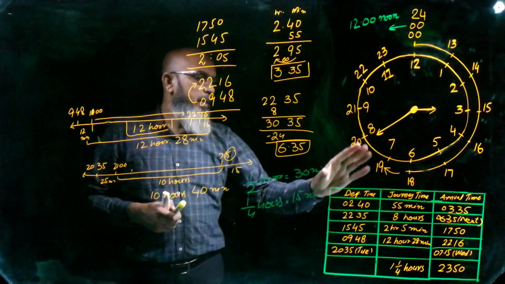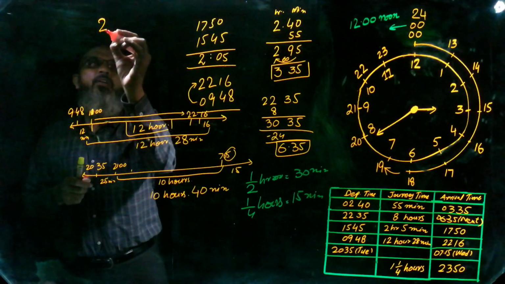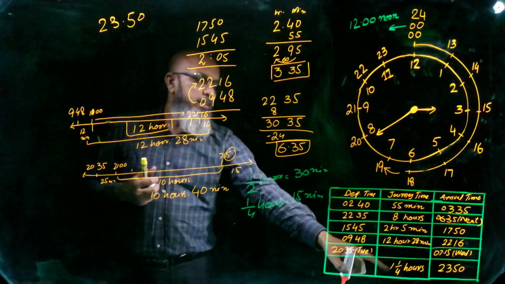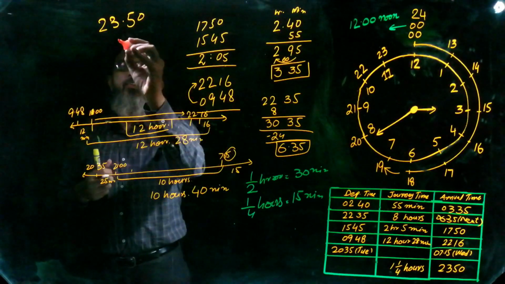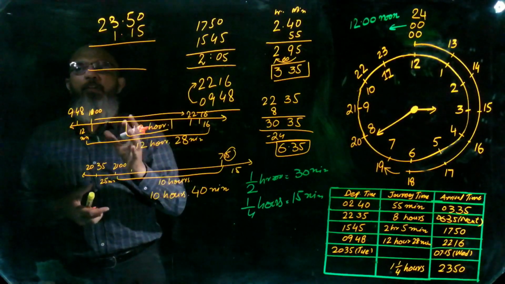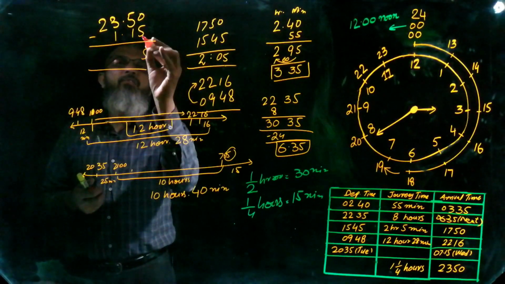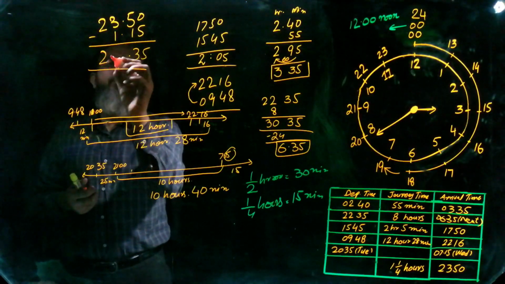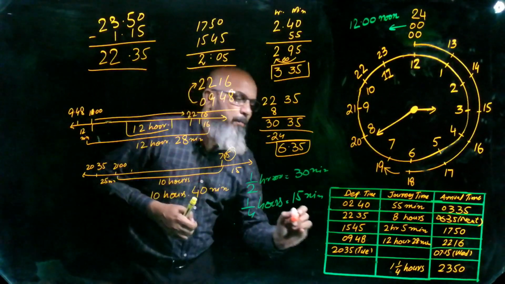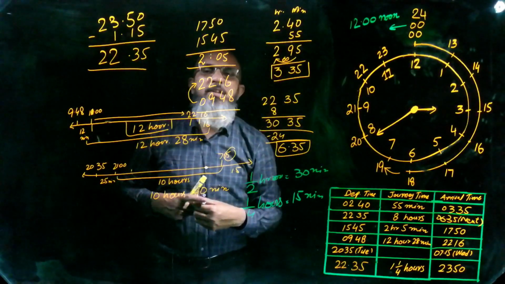So it means the arrival time is 23:50, and your journey time is 1 hour and 15 minutes. And what will be your departure time? Means you have to subtract. So simply you can calculate it. That is 5, 4. What do you get? 22:35. That is your departure time. 22:35, meaning you will subtract.